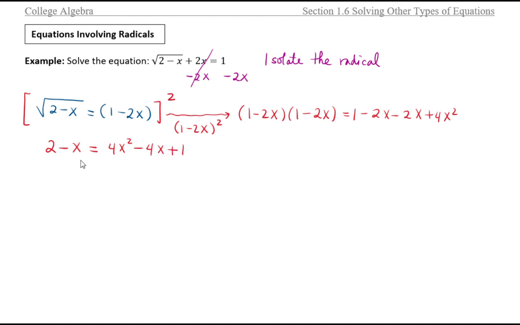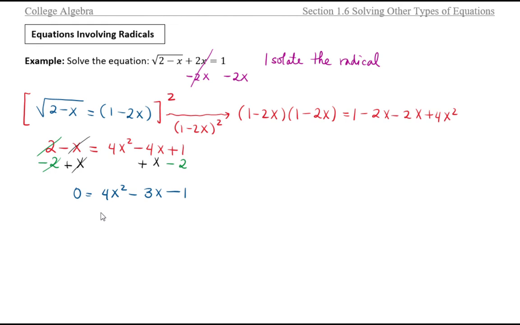Now let's make this side 0. I can subtract 2 from both sides so that these two will cancel. And I can also add an x to both sides so that these two will cancel. So on the left side I got 0, the right side I got 4x squared minus 3x, oh, I'm sorry, not plus, that's minus 1.